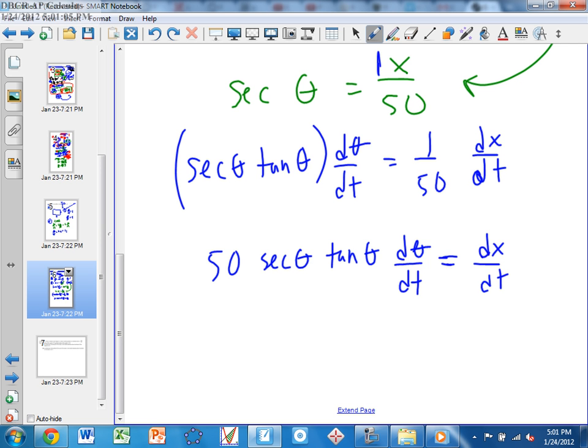Okay, and then just plug in. Theta is a half radian, right? 0.5.